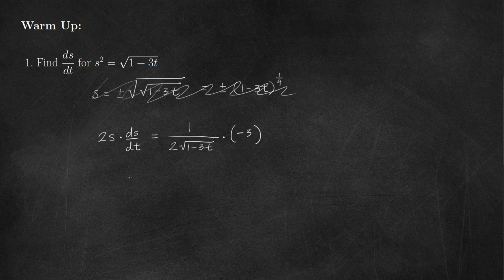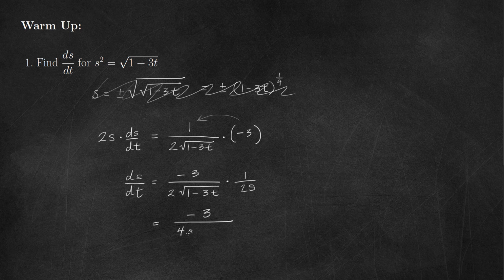And now I want to find ds/dt, so I'm going to divide both sides of my equation by 2s. So I get ds/dt equals, now here I'm going to multiply the 1 and the negative 3, so I have negative 3 over 2 times the square root of 1 minus 3t, and now I'm dividing this by 2s, which is the same as multiplying by 1 over 2s. So I get negative 3 over 4 times s times the square root of 1 minus 3t.